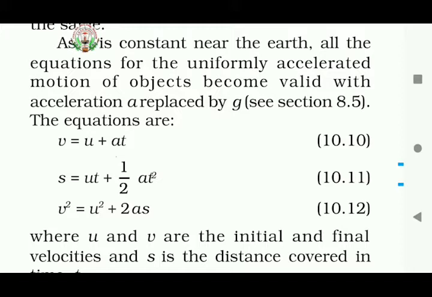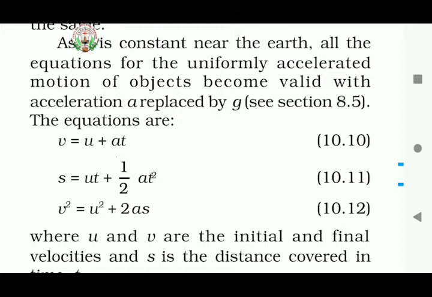Since the freely falling bodies fall with uniformly accelerated motion, the three equations of motion under uniform acceleration can be applied to the motion of freely falling bodies. Are you remembering what are the equations of motion? Yes, first equation is v = u + at. Second equation is s = ut + half at square. And third equation is v square = u square + 2as.